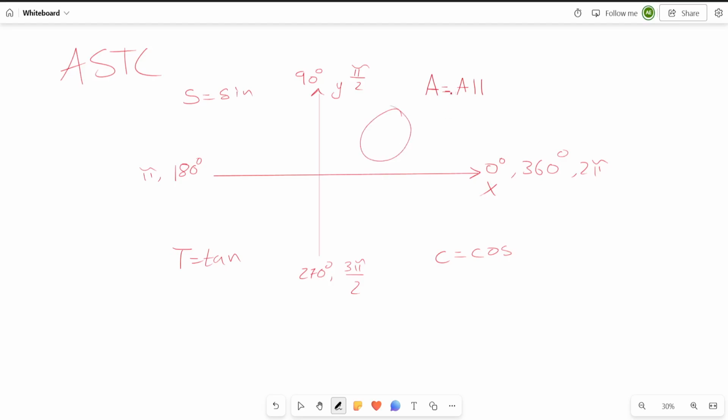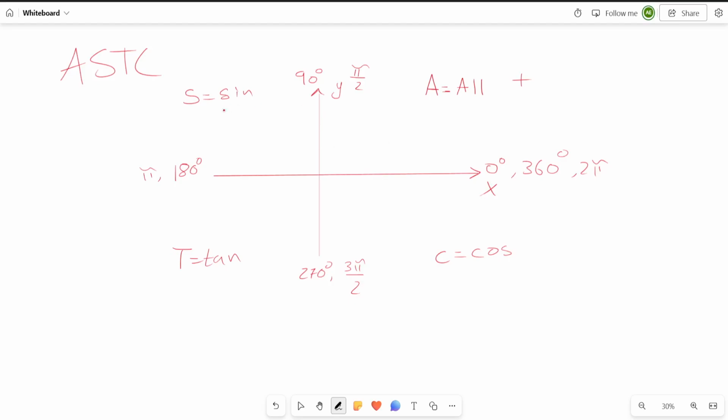This quadrant, meaning all, stands for all of the 3 trigonometric functions being positive when the angle is any angle between this zone. What do we mean? All is positive. So sine of any angle from 0 to 90, or from 0 to pi over 2, is going to be positive, as well as tan, as well as cosine.